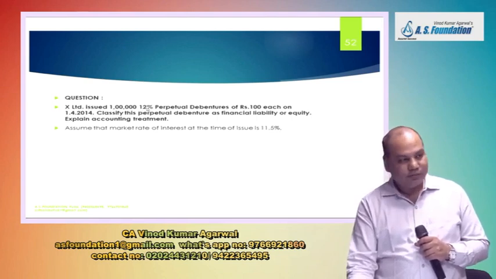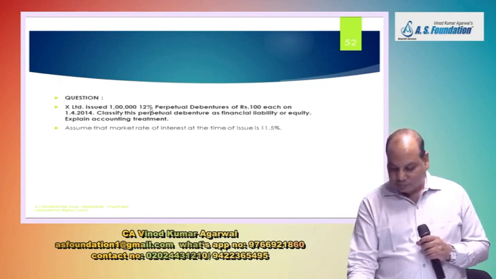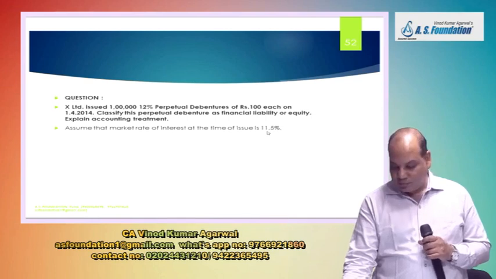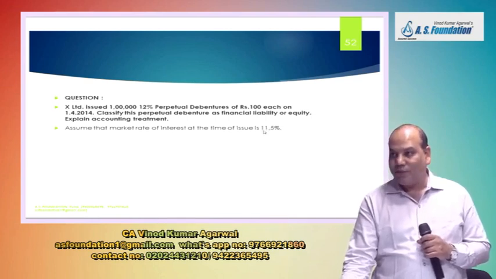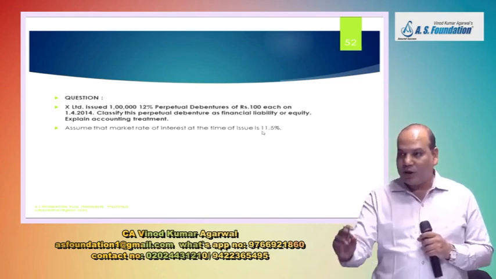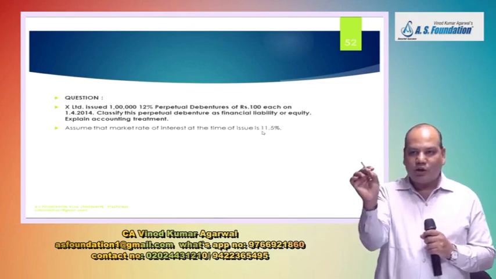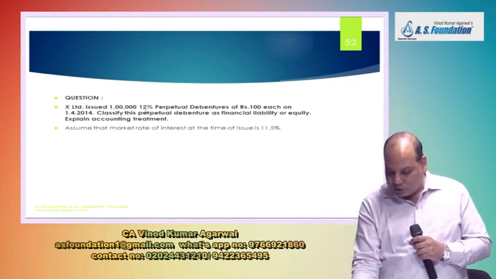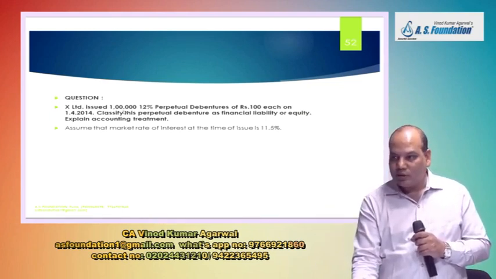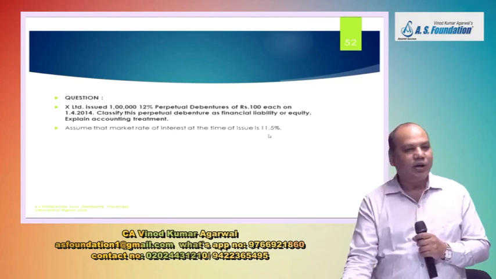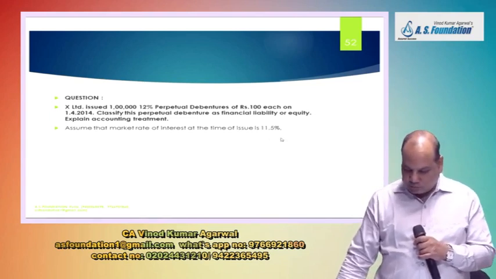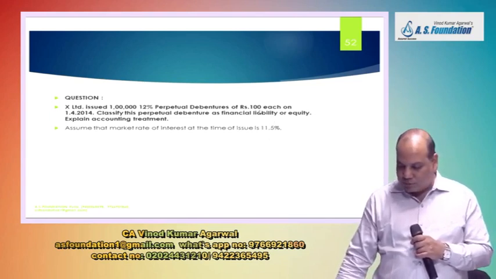The coupon rate is 12%, but the market rate is 11.5%. So first we have to find out the fair value of this instrument. How will you find it? Apply the mathematical formula: annual cash flow upon required rate of return. Annual cash flow will be 12% of 1 lakh, 12,000. Required rate of return is the market rate, divide by 11.5%. Into 100 also, because the face value is 100.